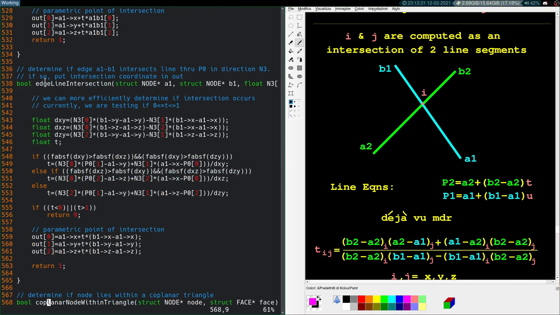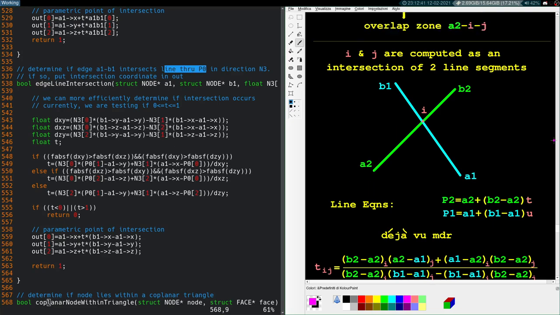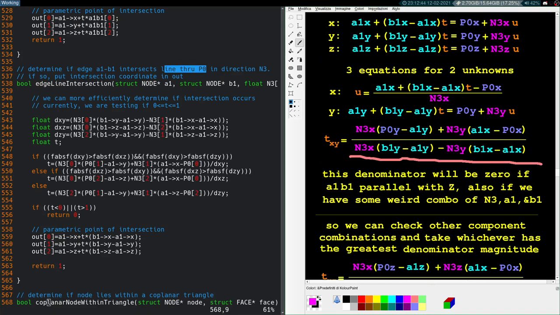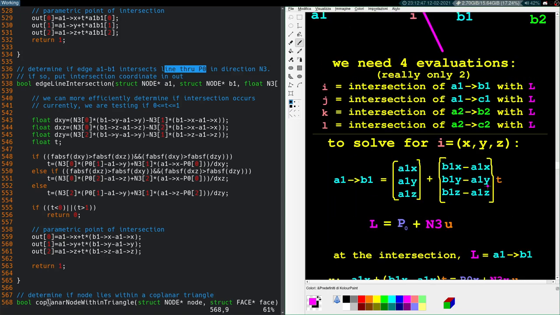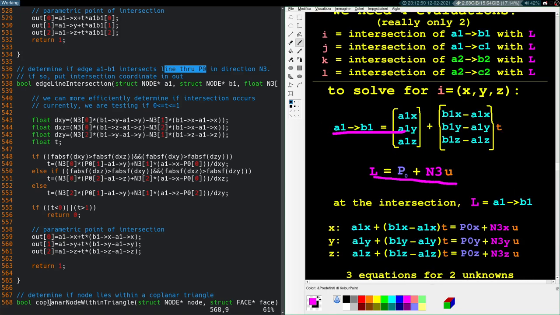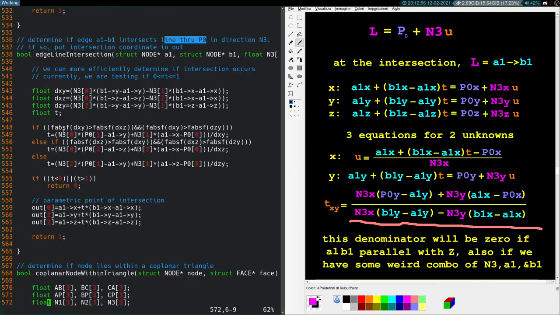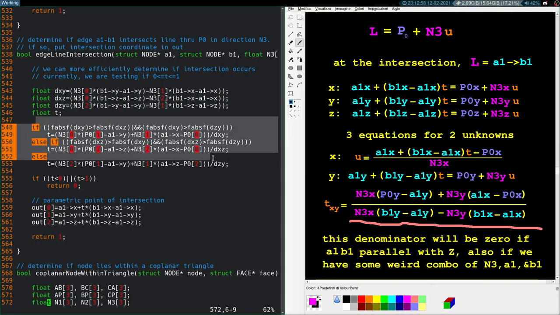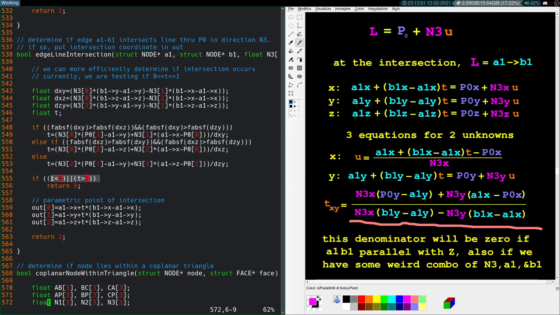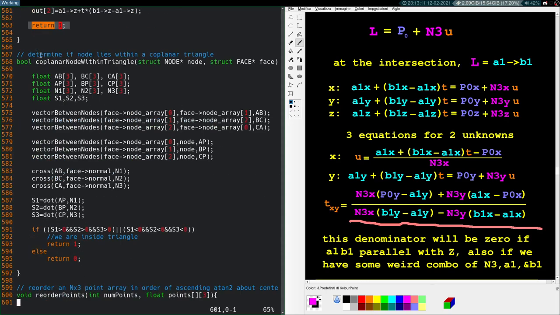Next function we have is edge line intersection. This is very similar. It just evaluates where A1, B1 crosses a given line through P0 in direction N3. We use that to compute this. Basically where A1, B1 crosses L. And it's pretty much the same thing, just a slightly different expression for t. And again, we divide with the denominators, pick the largest denominator magnitude, evaluate t, make sure it's between 0 and 1. If it's not, it doesn't intersect. If it does, we evaluate where it does, and we return it. Very simple.